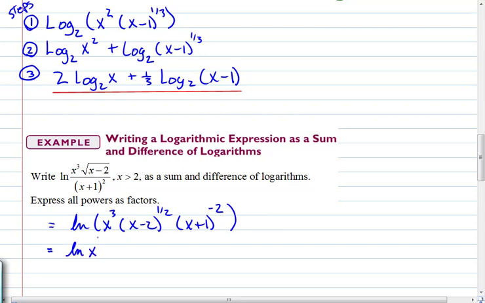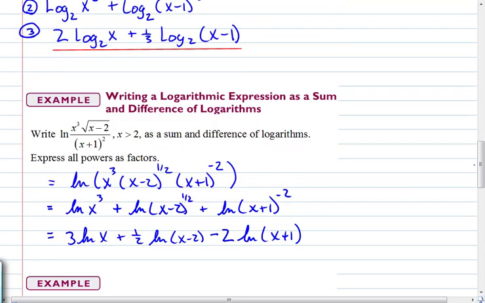Three of them. We have the natural log of x cubed plus the natural log of x minus 2 raised to the 1/2 plus the natural log of x plus 1 to the negative 2. And then we drop the exponents down. Those three steps work every time.